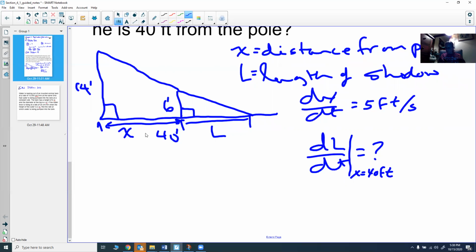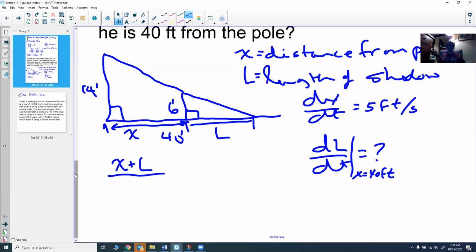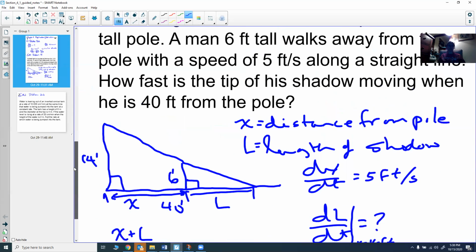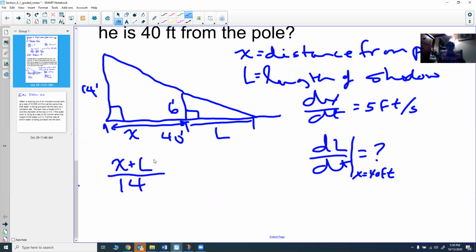I happen to know that this distance along the long line, which would be x plus L, over top of this height, which was 14 feet. Let me make sure I got that right. Yep, 14 feet. So I have this long side over this side here. That's going to equal, with similar triangles, this long side, which is L, over its height, which is 6. And so I have this nice little relationship here.